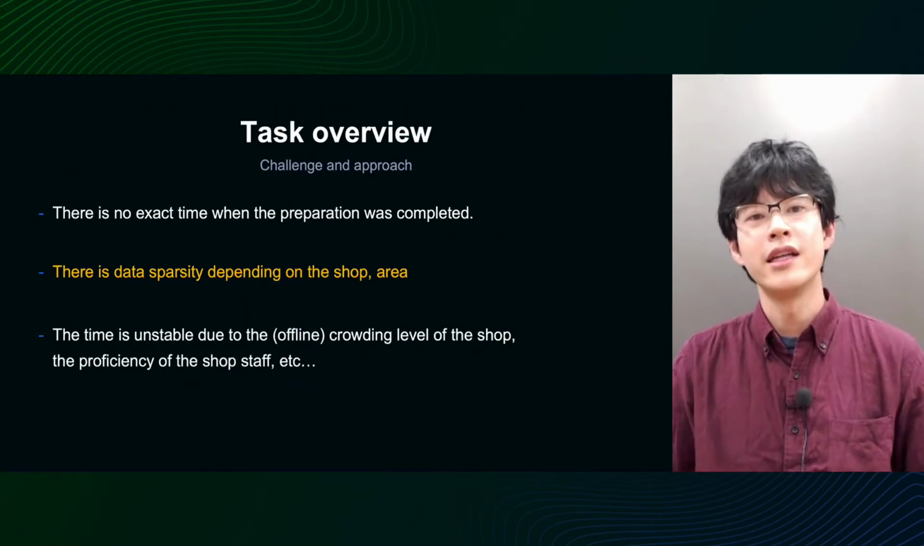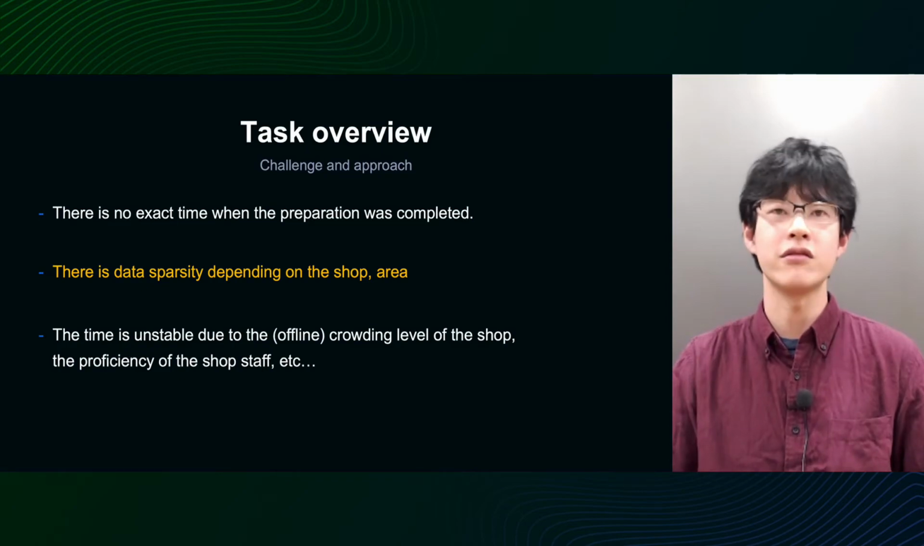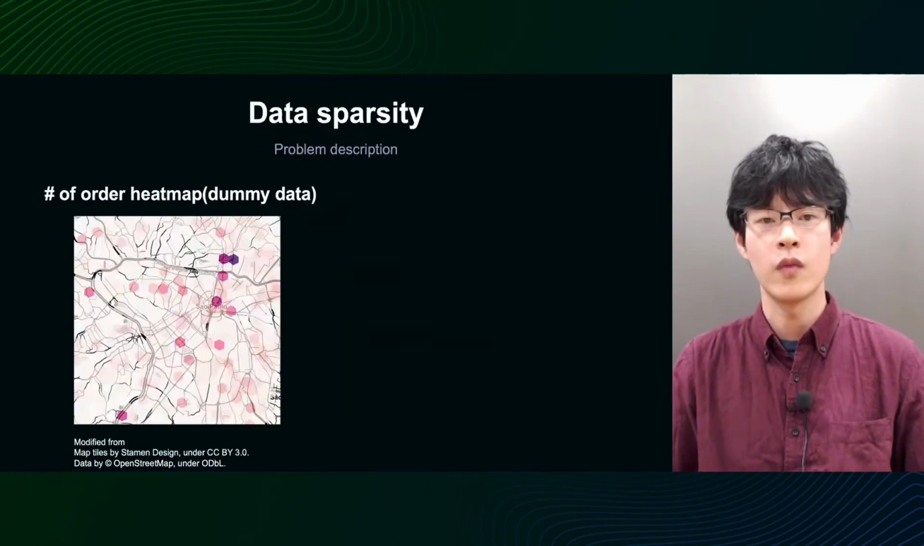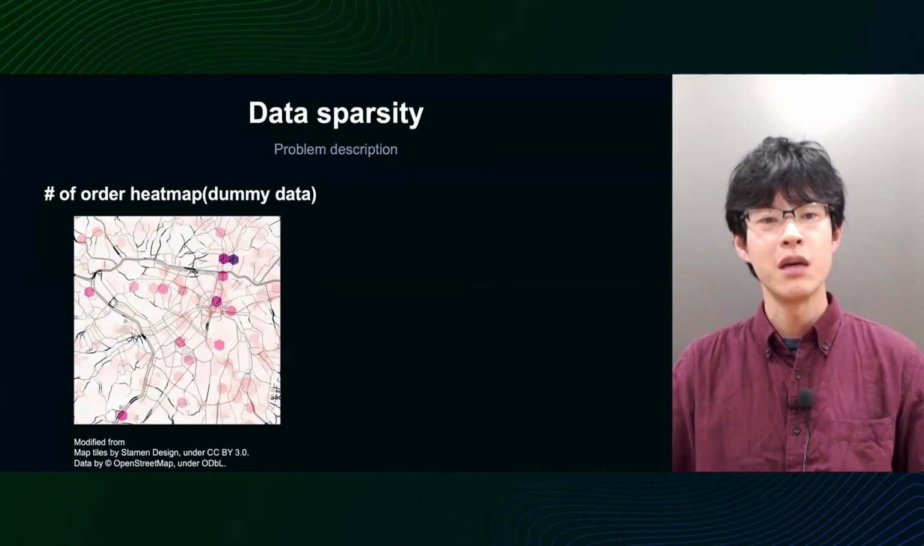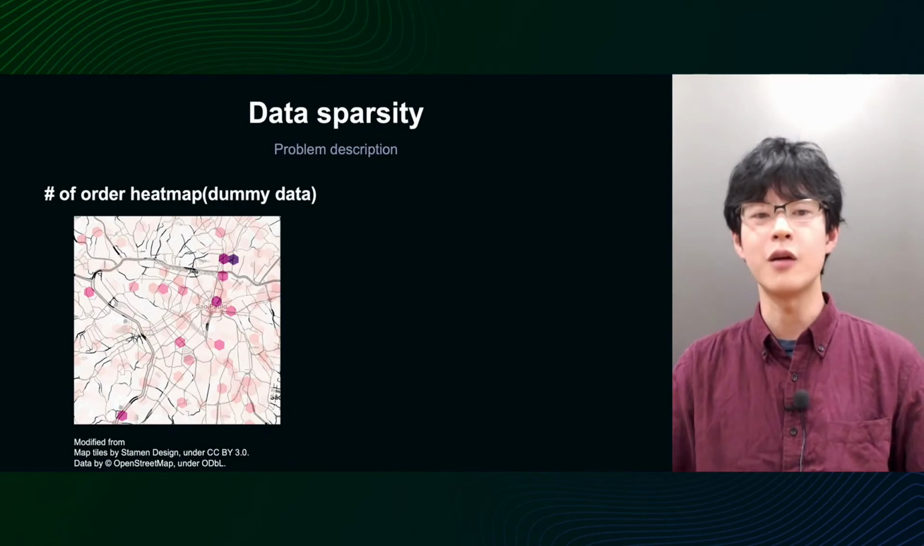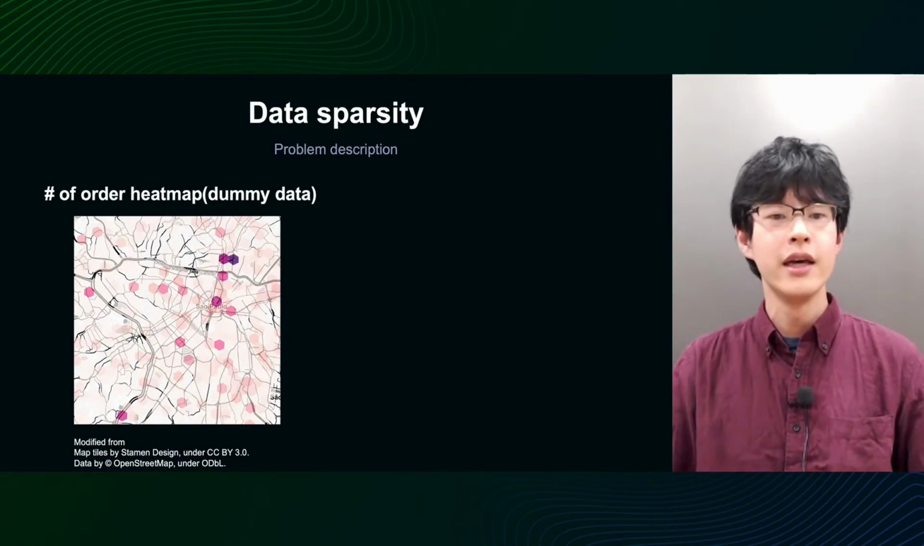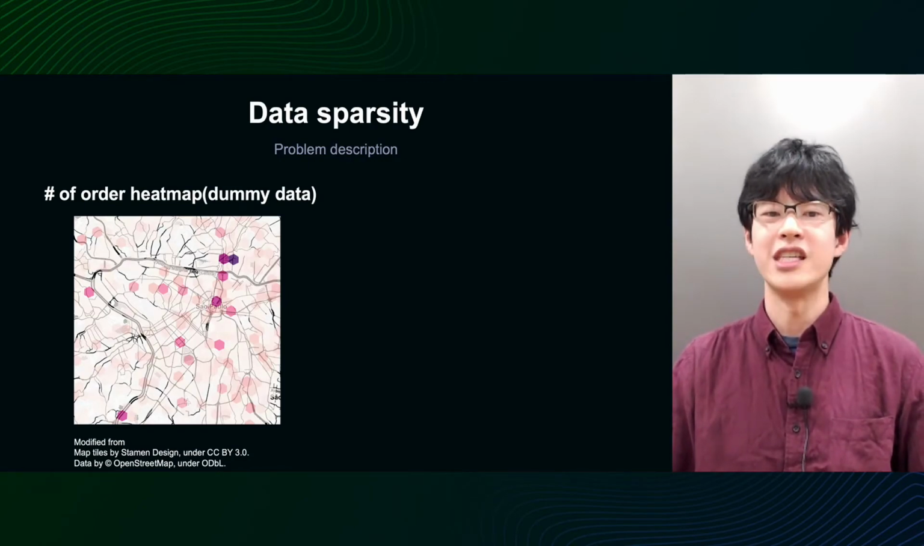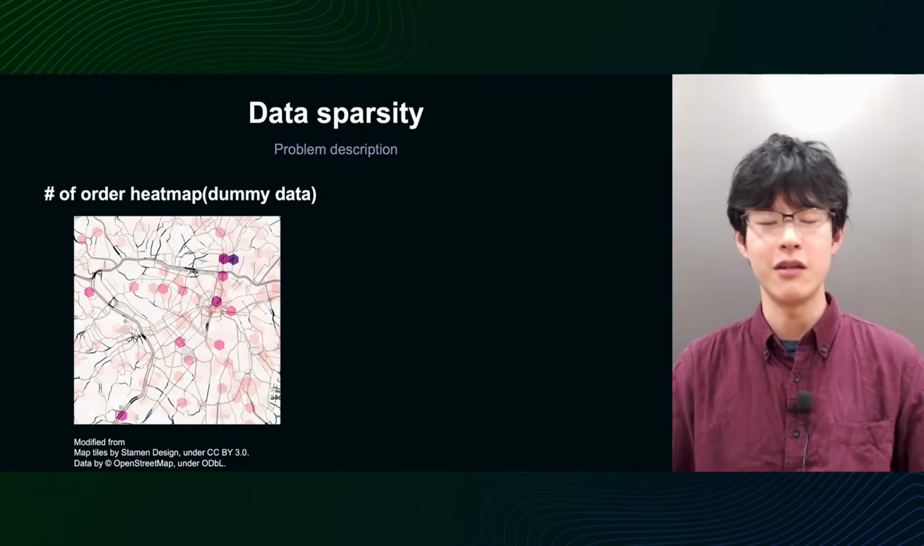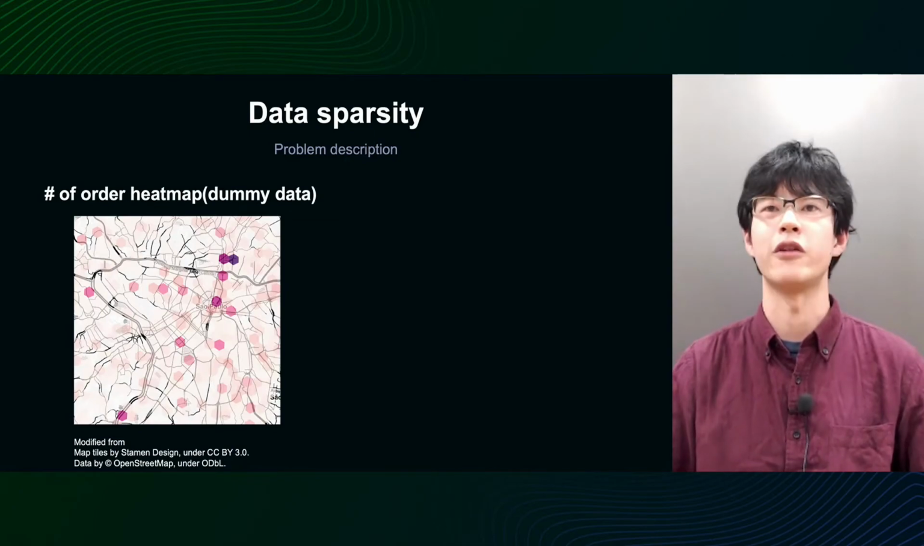Next, let's consider the second task. This is a problem of biased data, where there is little data by region or area. First, let's look at the map of the region of bias. This is dummy data. I use this to give an idea. Each hexagon represents a region, the darker areas represent areas with more orders, and the lighter areas represent areas with fewer orders. You can see that the areas with high orders are limited, and most of the areas have very low orders.